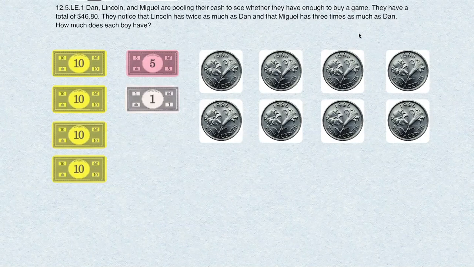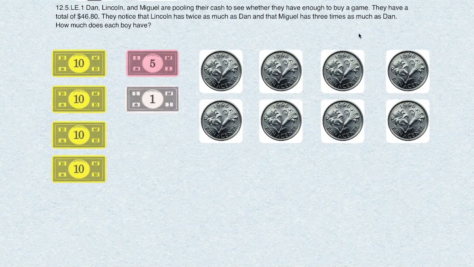In this video, I wanted to go through an example together of what your textbook calls a story problem. Story problems are just word problems. In this example, we have three folks. Dan, Lincoln, and Miguel are pooling their cash to see whether they have enough money to buy a game. They have a total of $46.80.